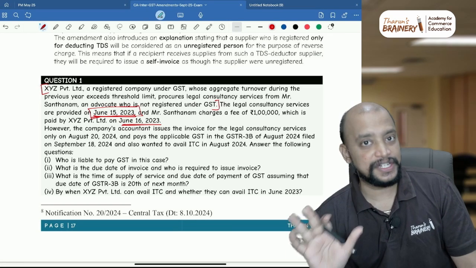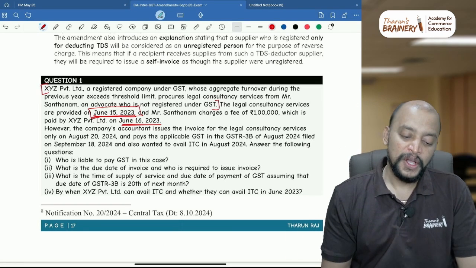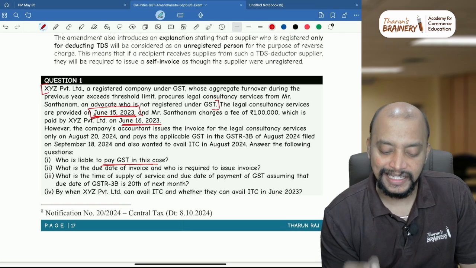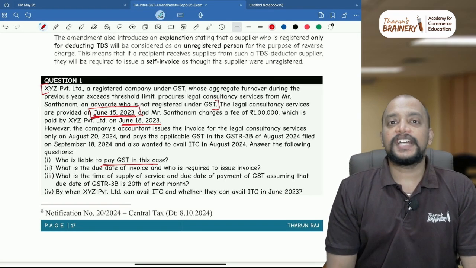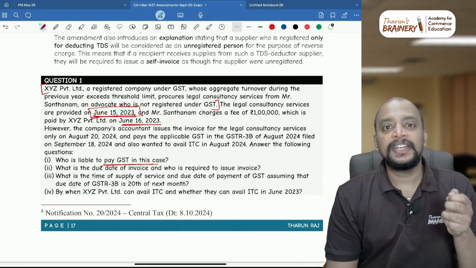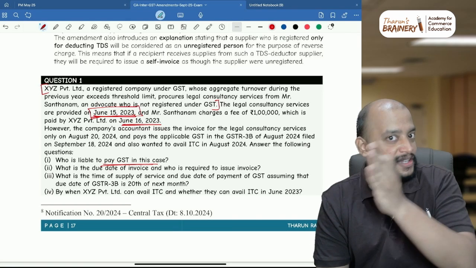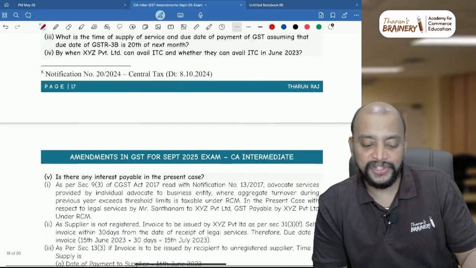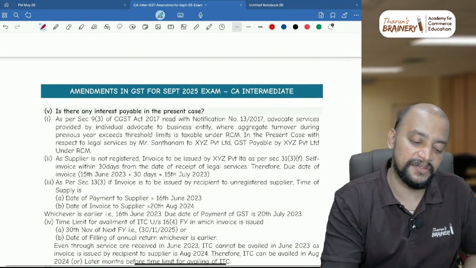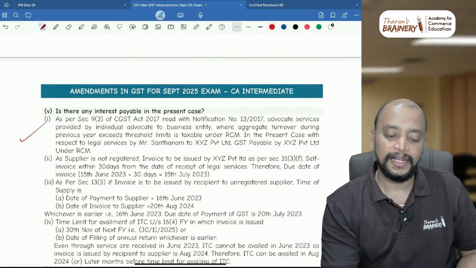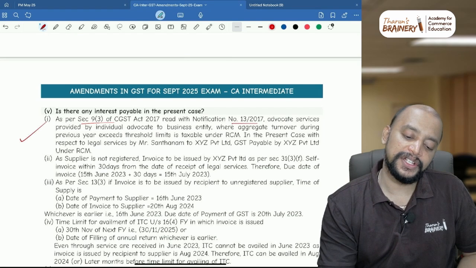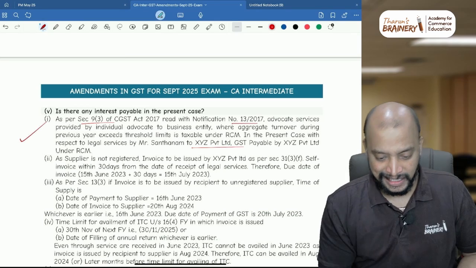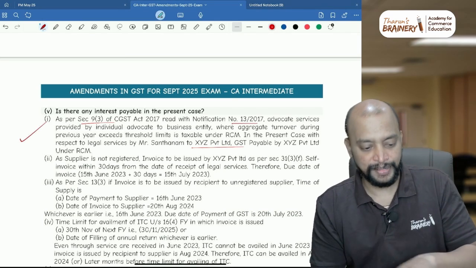Answer the following questions. First question: who is liable to pay GST in this case? Already we know, as per section 9 subsection 3, the liability to pay GST is on the recipient, that is XYZ Private Limited. So therefore they need to pay GST in this case. That is the answer for the first part. 9(3), read with notification 13 of 2017, advocate services: liability to pay GST is on XYZ Private Limited.